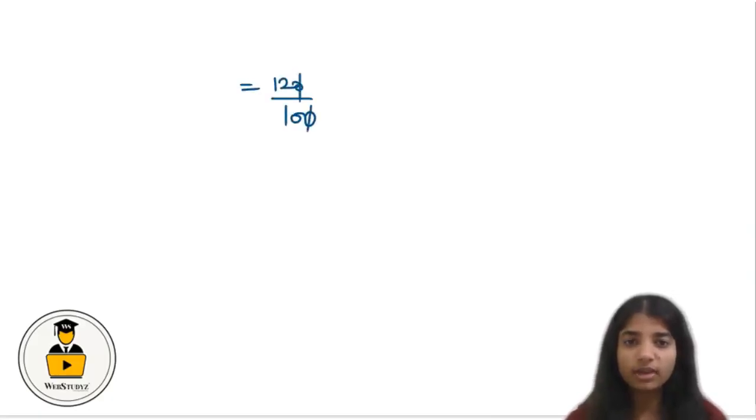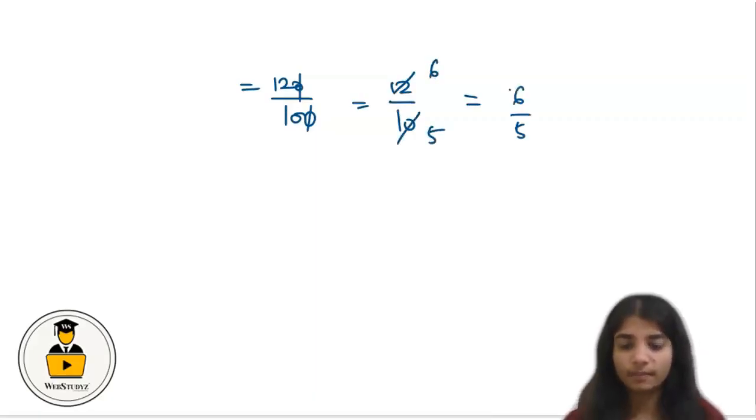This 0 and this 0 cancel. We are left with 12 divided by 10. That is equal to 12 divided by 10. We can also write this as 6 and 5. So the ratio of students of class 6 to 8 is 6 is to 5. So this is the answer to the given question.